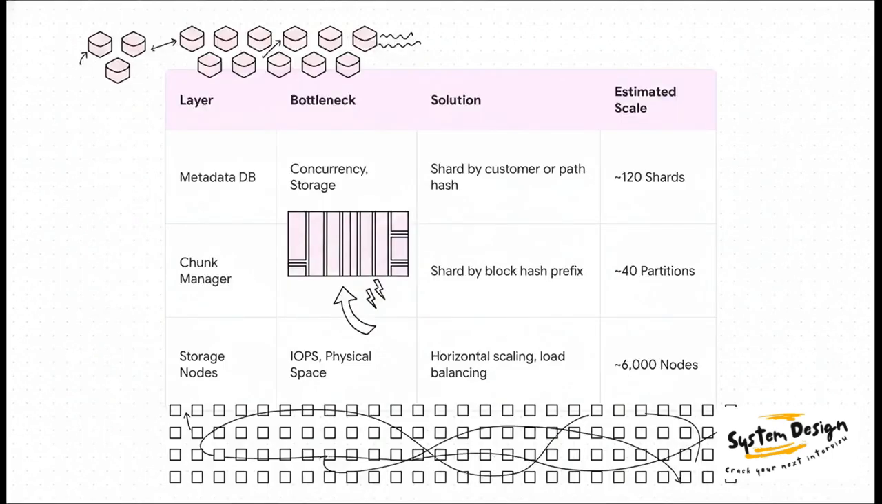Look, there's only one way to handle that kind of scale. You have to scale horizontally, meaning you just keep adding more machines. But you can't just do it randomly. You need a smart strategy for each different part of the system. For the metadata, we can shard it, maybe by customer ID or by the file path. For the chunk manager, which is getting hammered with requests, we can partition it by the block hash. And the data itself, yeah, that gets spread across something like 6,000 different machines. And by the way, using rough numbers like this in an interview is a great move. It shows you're actually thinking through the problem, not just hand-waving.